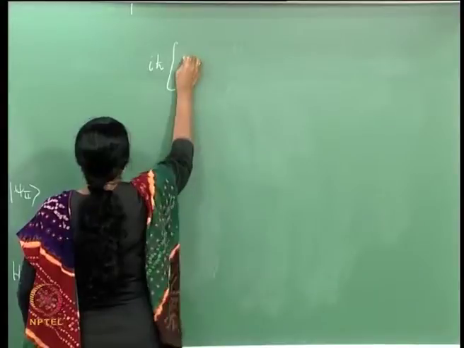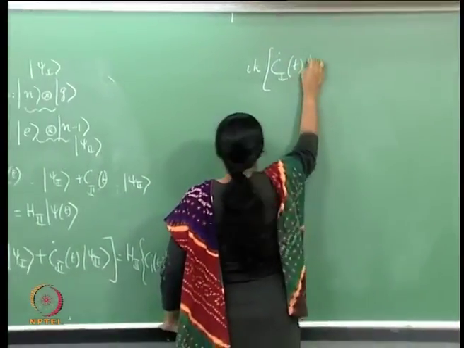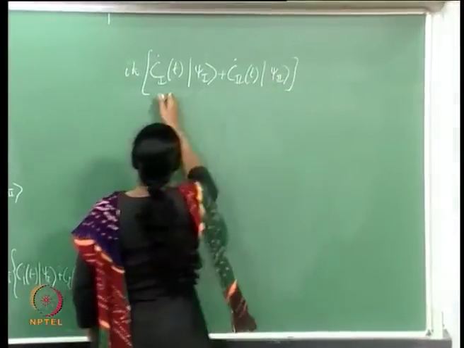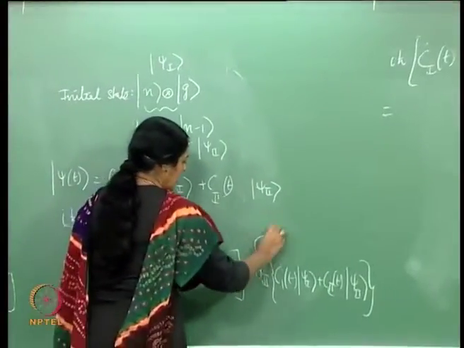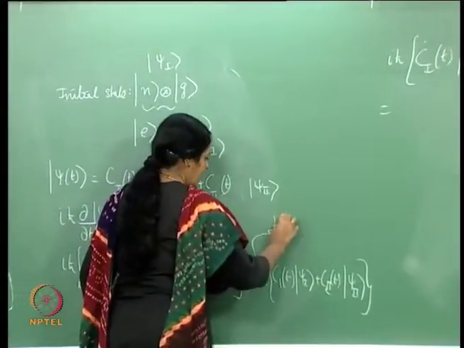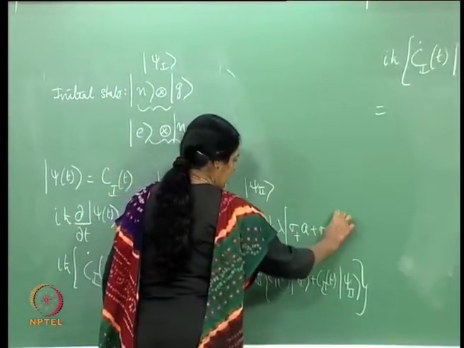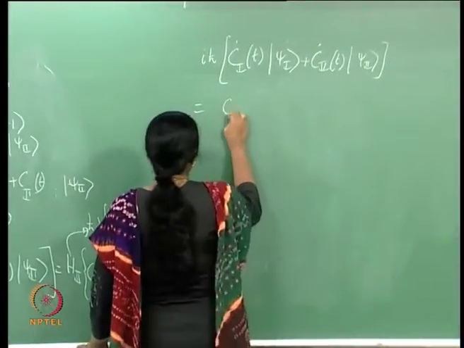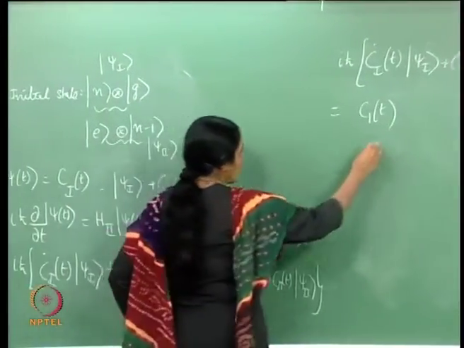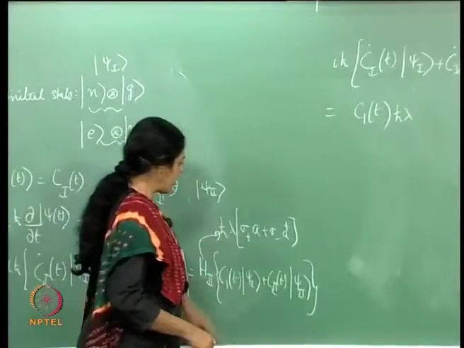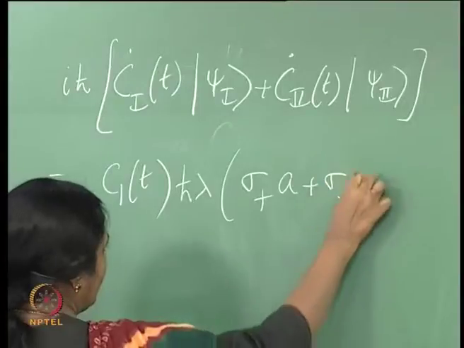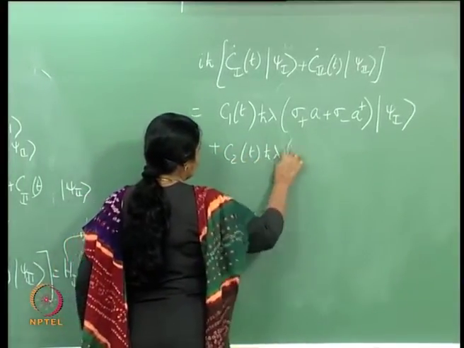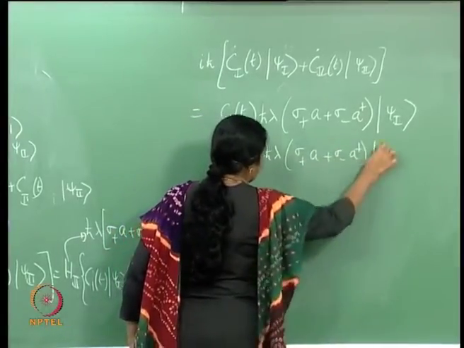The right hand side, let me write that again, the left hand side is C1 dot of t psi 1 plus C2 dot of t psi 2, apart from an iħ. H2 essentially has ħ lambda (sigma plus A plus sigma minus A dagger). So, if you look at this, what would I have? I will have C1 of t ħ lambda (sigma plus A plus sigma minus A dagger) acting on psi 1 plus C2 of t ħ lambda (sigma plus A plus sigma minus A dagger) acting on psi 2.